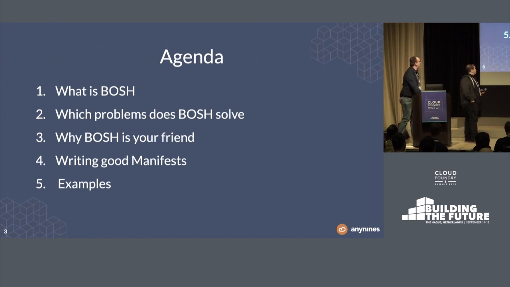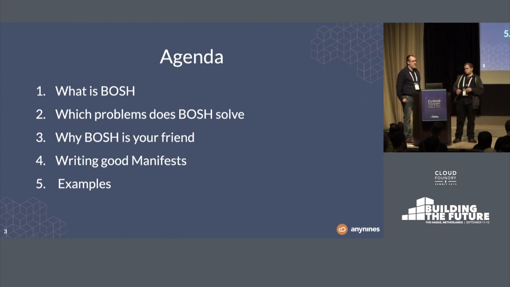So at first, let's have a look at the agenda. We will talk about what BOSH is. We will hopefully answer the question of which problems BOSH solves for you. Then why is BOSH your friend? We will also give you some hints for writing good manifests. And at the end, we are talking about 2 examples.